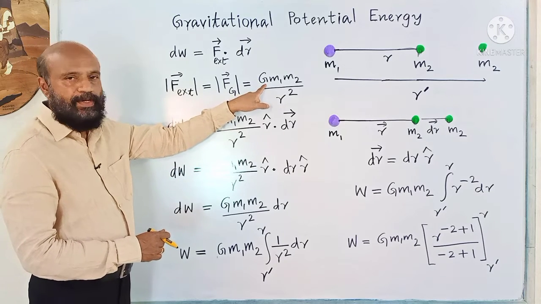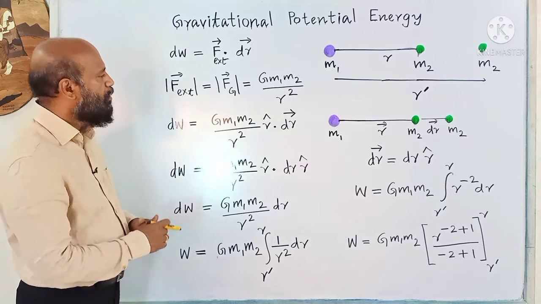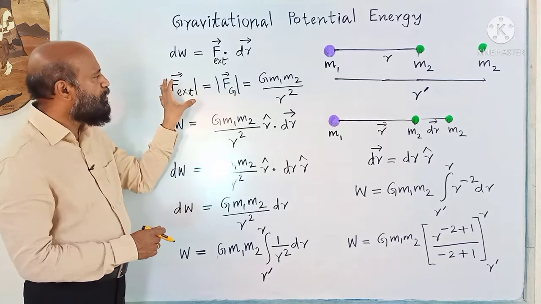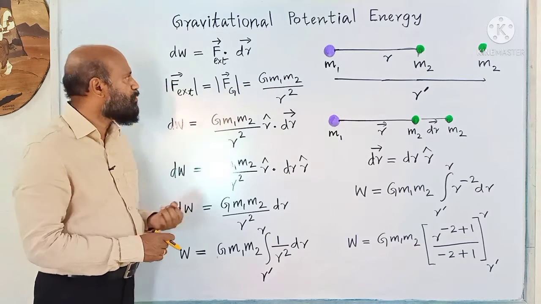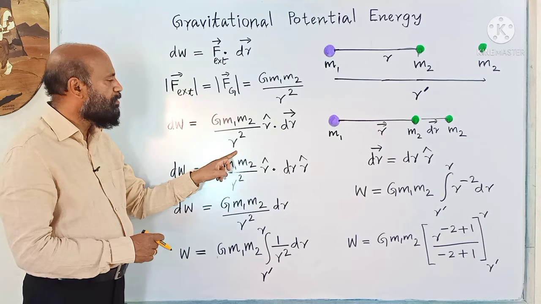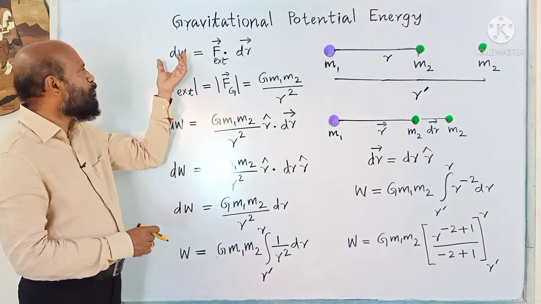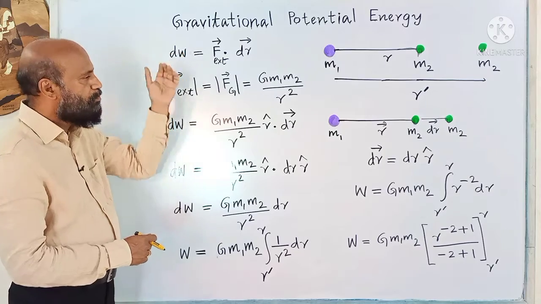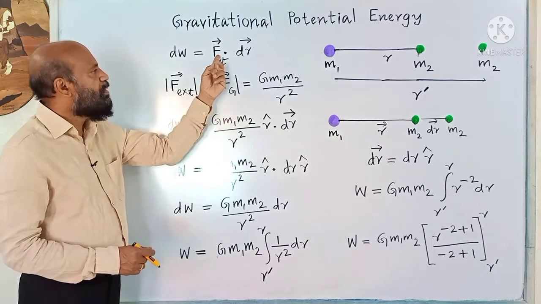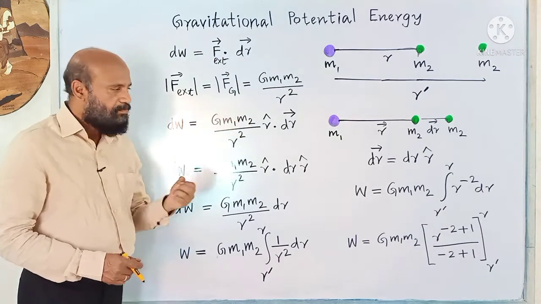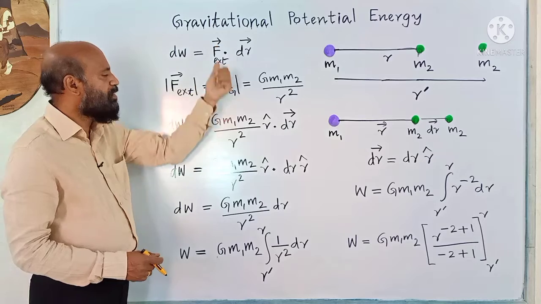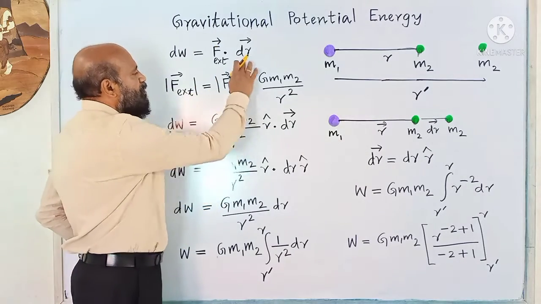So the gravitational force is given by this relation G m1 m2 by r square. So this is the magnitude of the gravitational force. The external force to be applied is equal to the magnitude of the gravitational force. Now we can substitute G m1 m2 by r square, then r cap. This is a small amount of work done dW during this infinitesimal displacement. Now substitute for this, then this is the magnitude of the force, then it is acting along the line joining the masses, so it's the r cap.